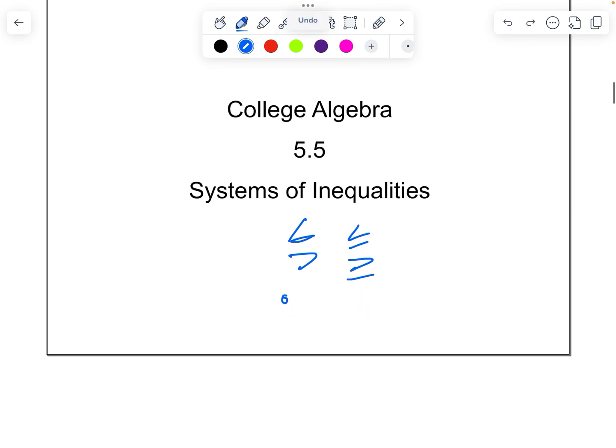This time when we go to graph these lines, a less than or greater than is going to match with a dashed line. Less than or equal to, greater than or equal to is going to match with a solid line, okay? So when we graph, we're going to graph with dashed or solid lines based on if we have that equals property or not.